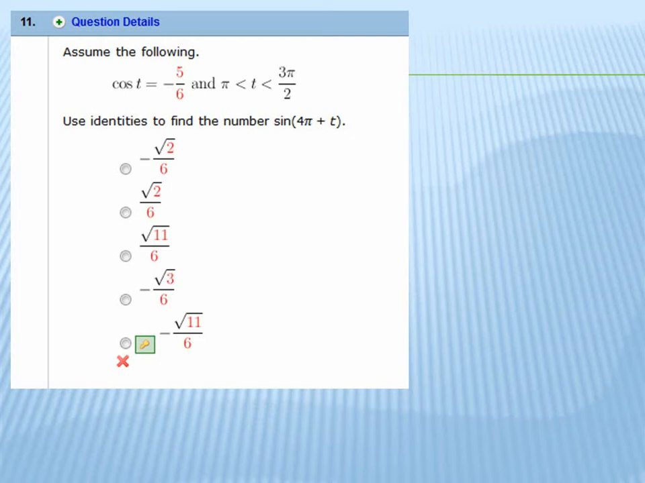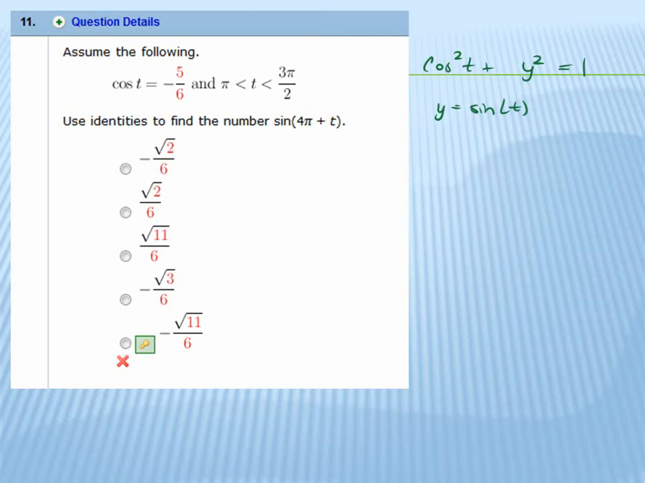This is more of the same. They're not identities or separate things. They ask you to find the number sine of 4 pi plus t. By the way, sine of 4 pi plus t, what is that going to be? What does 4 pi revolutions do? Same thing as sine t. So really all you have to do is find sine t, right?